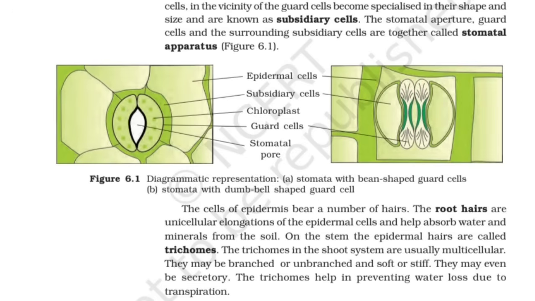The cells of epidermis bear a number of hairs. The root hairs are unicellular elongations of the epidermal cells and help absorb water and minerals from the soil. On the stem, the epidermal hairs are called trichomes. The trichomes in the shoot system are usually multicellular. They may be branched or unbranched, and soft or stiff. They may even be secretory. The trichomes help in preventing water loss due to transpiration.